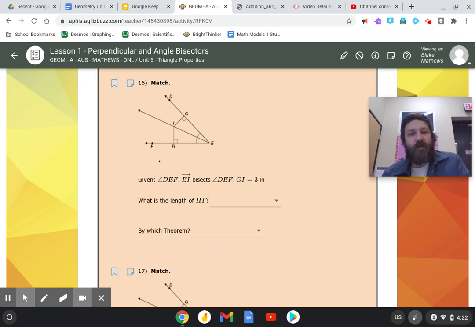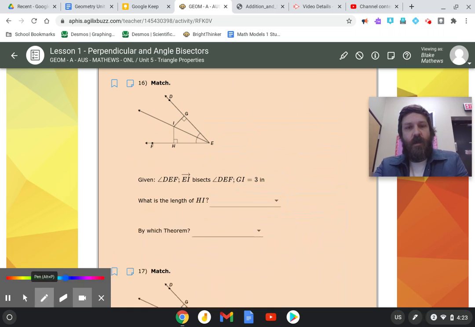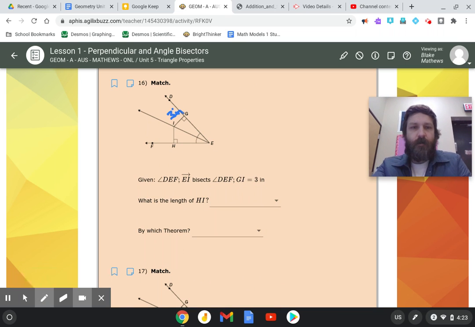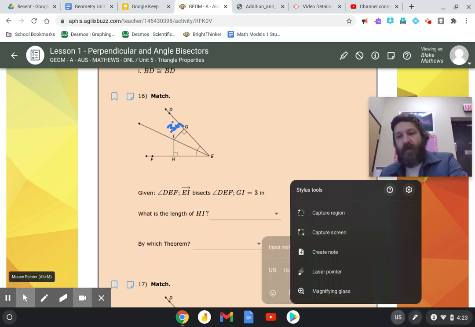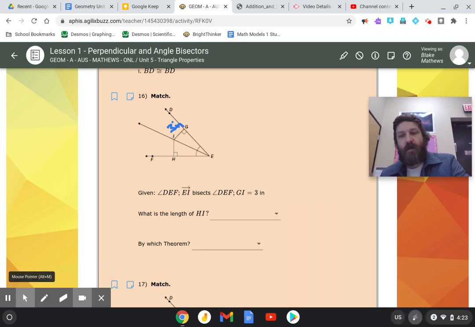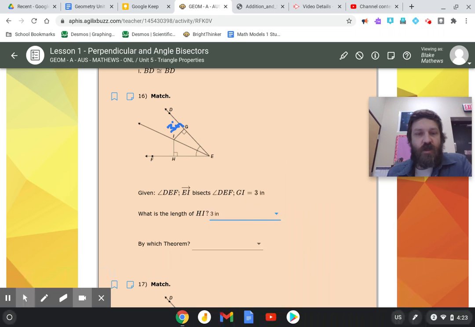Good to see we have an angle bisector situation right here. It says we have angle DEF, and EI bisects DEF. So this is a bisector. It's an angle bisector. And then it says GI is equal to 3 inches. So that's right here. This is 3 inches. And so then if that's 3 inches, then IH would also have to be 3 inches right there. And so that's what we're going to do for this next part. That also has to be 3 inches.